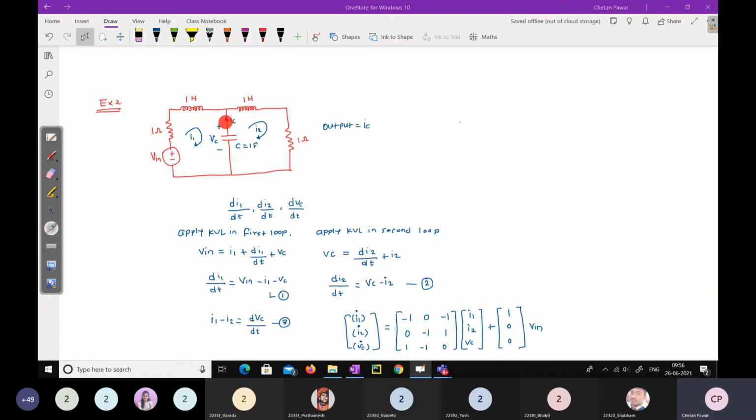What is the output I see? Current is flowing in this direction. This capacitor current is the output. Okay, input is V, capacitor current is the output.